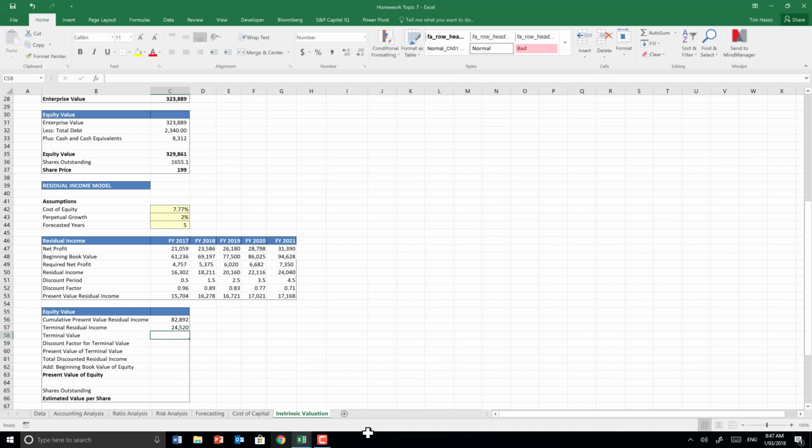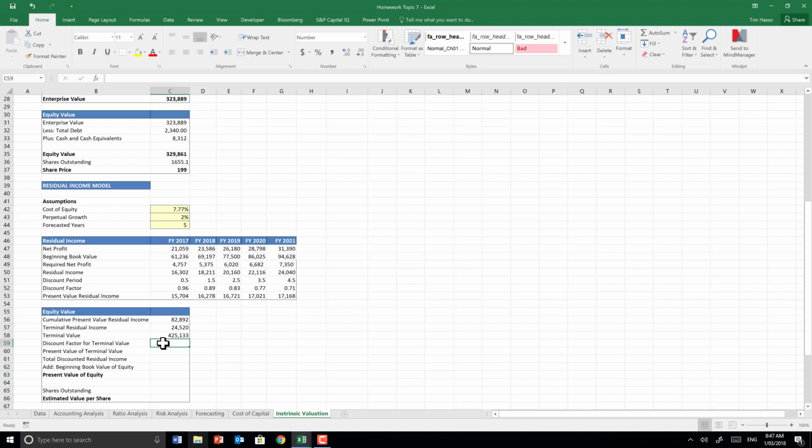Now, the terminal value of the residual income is again going to be using a perpetuity formula here, in the sense that we're going to take the terminal residual income, and we're going to divide it by, open up a bracket, the cost of equity minus the perpetual growth, close the bracket. And that is the terminal value of the perpetuity, but in this case in 2021 dollars.